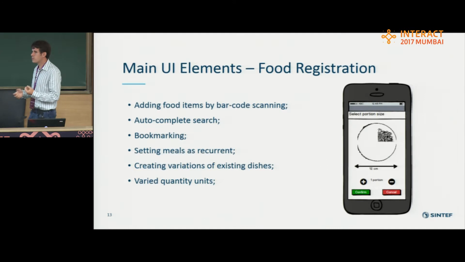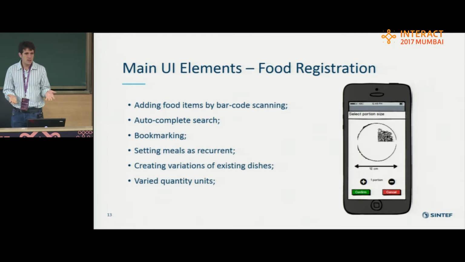And with the patients, we managed to come up with a few concepts that you can already see in some apps that do food registration, like adding food items by scanning a barcode, autocomplete search, or bookmarking your favorite meals or dishes or the recently eaten. But there were some that I hadn't seen in apps such as Lifesum or MyFitnessPal, and that were very interesting, such as setting meals as recurrent.